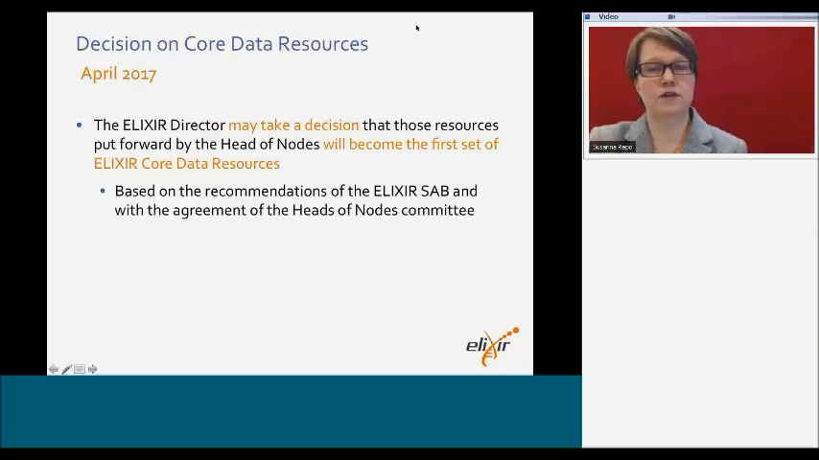Then, based on the feedback from the SAB, the ELIXIR heads of nodes will look at that feedback, and there is a possibility that the ELIXIR director with the heads of nodes can take a decision that those resources put forward by the heads of nodes will become the first set of ELIXIR core data resources. So in that case, this first test selection process will become actually the first round of selection of ELIXIR core data resources. But there is also the option, if needed, that we decide that yes, this was just a test round. We will not have selected any ELIXIR core data resources by the end of it in April. So there is option for both, depending on how it goes.